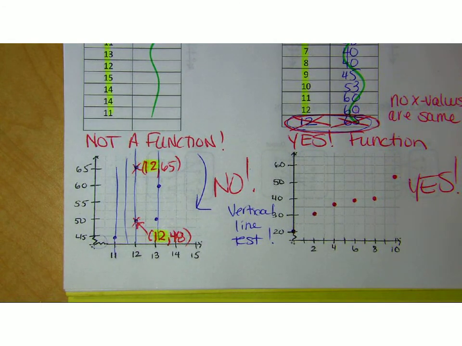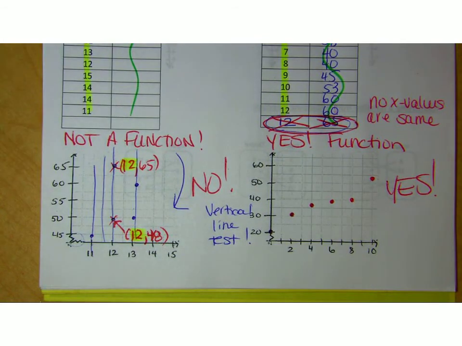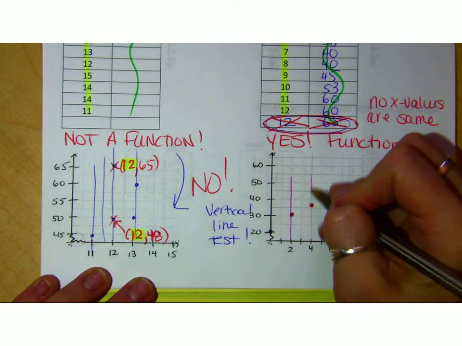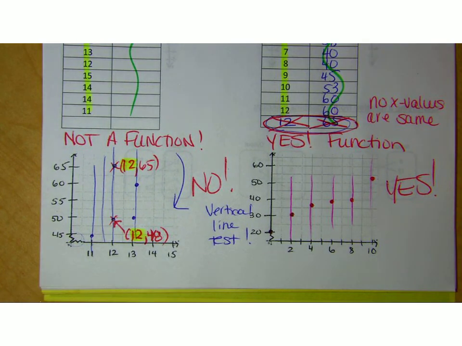Do you understand what makes a function a function? Does this pass the vertical line test? Yes. Because every time I draw a vertical line, there's 1 point per line. Yes, it passes the vertical line test. That is a very quick, easy little test to do. All right, so we've done 2 of the 3 ways.